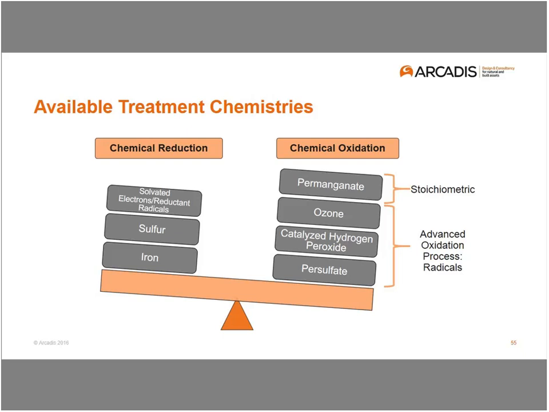On the ISCO side, we've got our stoichiometric oxidant, which is permanganate, which is a direct oxidation, a cleaving mechanism, if you will, which struggles more towards the aromatic compounds that we commonly find at petroleum hydrocarbon sites. So I'm not going to spend a whole lot of time on permanganate. I'm going to focus the majority of the discussion on these advanced oxidation processes, the chemistries that result in radical propagation, so ozone, catalyzed hydrogen peroxide, and persulfate. Catalyzed hydrogen peroxide is commonly referred to as Fenton's.